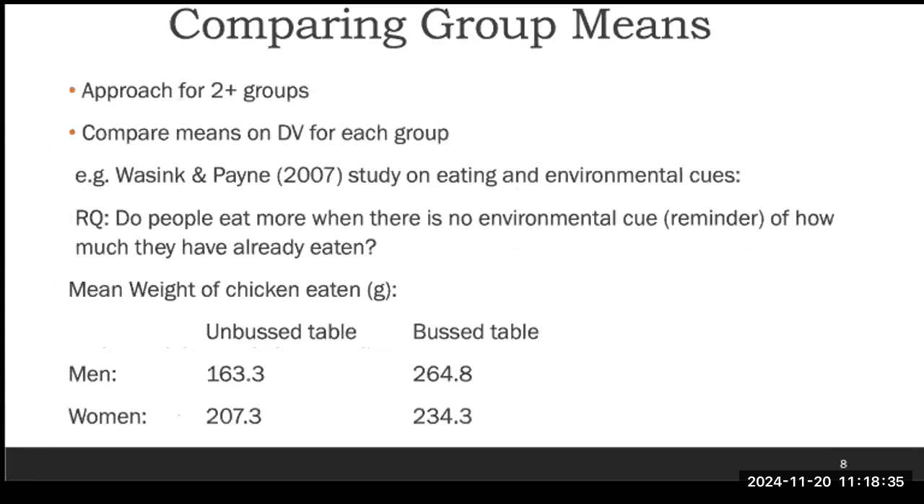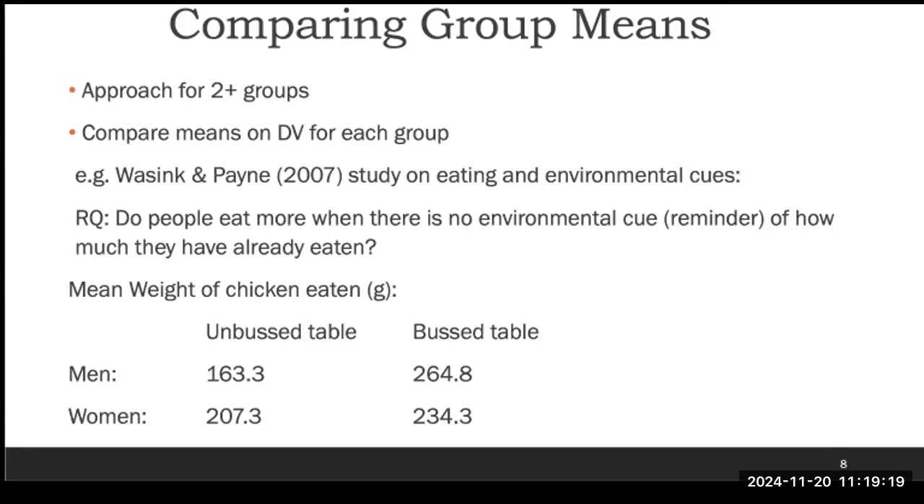We can also compare group means. So in this situation, we are breaking down our participant group into different categories, right? So maybe we could say male identified, female identified, non-binary, or something like that. What we're looking at is we are comparing the mean score on a dependent variable for each group. So this is a really fun study. In 2007, Wansink and Payne did an interesting investigation on whether people eat more based on environmental cues. So do people eat more when there is no environmental cue or reminder of how much they've already eaten?